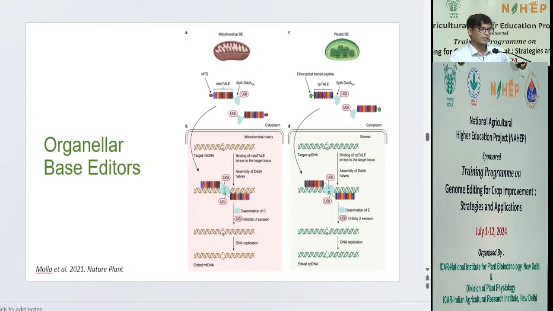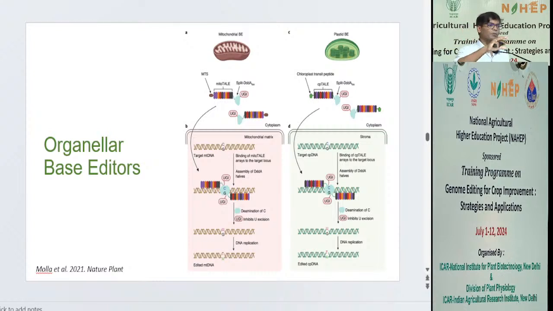CRISPR-Cas9 is not suitable to edit any organelle genome. Can anybody tell why? Why is CRISPR-Cas9 not suitable to edit an organelle genome? Partly true, prokaryotic origin is obviously good information. But why is CRISPR-Cas9 not able to edit the mitochondrial and plastid genome?